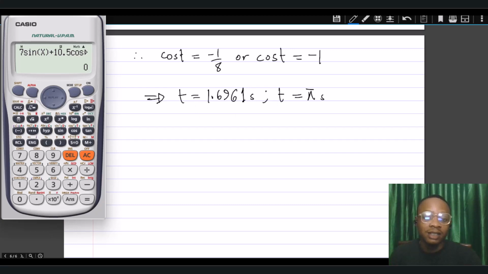Okay, but like I said earlier, the reason we are getting the second answer is because of that square.